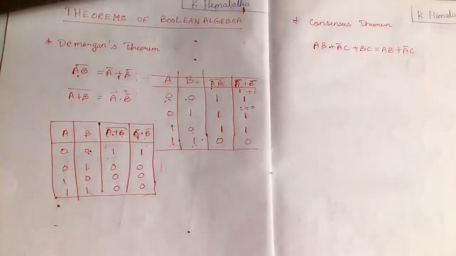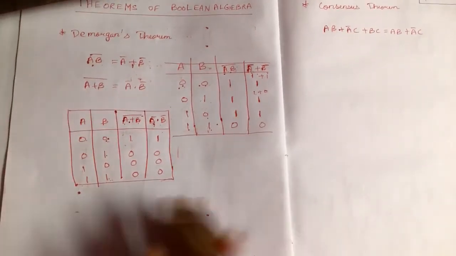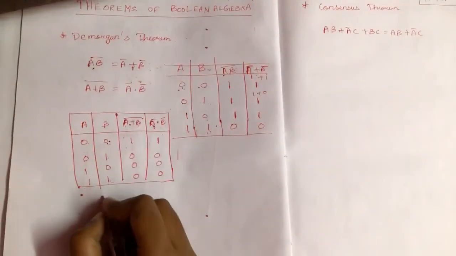So this is De Morgan's theorem. As I said, we have two theorems, De Morgan's theorem and the principle of duality. Now we can see the principle of duality.